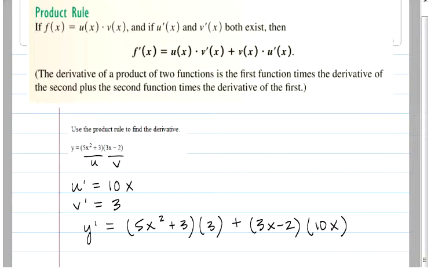The only thing that you might do to finish the problem would be to simplify this, and to do that you would distribute the 3 and then distribute the 10x, and then finally you would combine like terms. And I feel fairly confident in your ability to do that at this point, so I will leave the simplifying for this example to you.